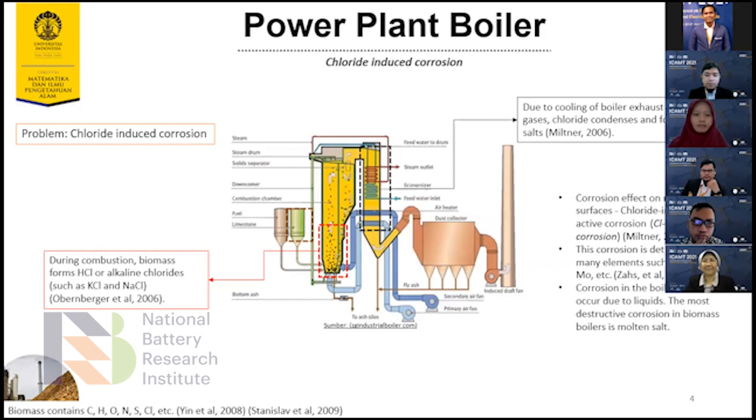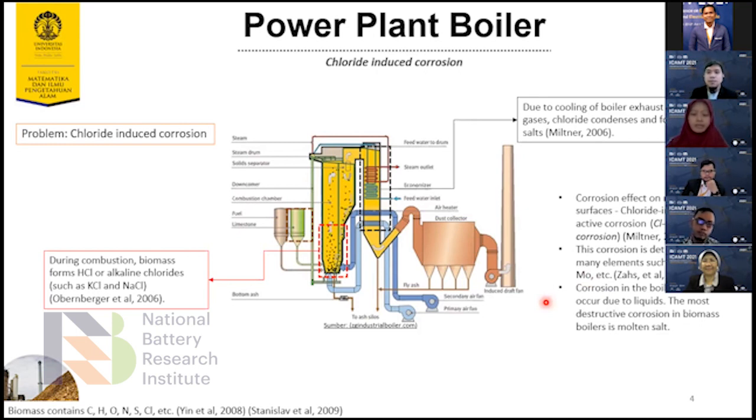Some detrimental elements such as sulfur in biomass form hydrochloric or alkaline chlorides such as potassium chloride and sodium chloride. And due to cooling boiler exhaust gases, chloride condenses and forms salt. This corrosion is called chloride-induced active corrosion. This corrosion is detrimental to many elements such as nickel, chromium, aluminum, molybdenum, etc.